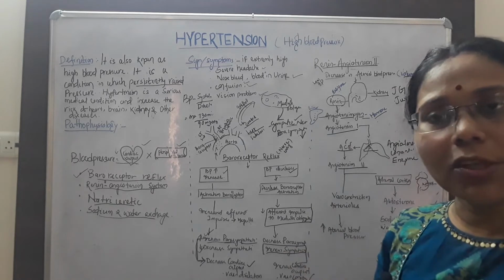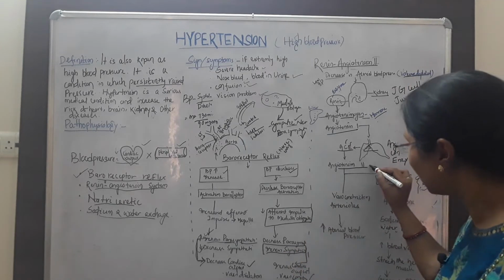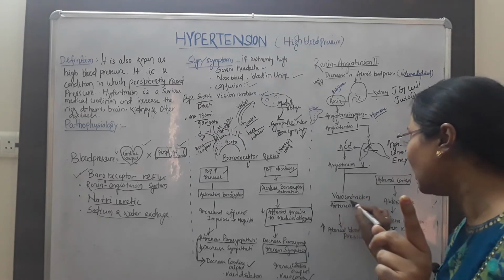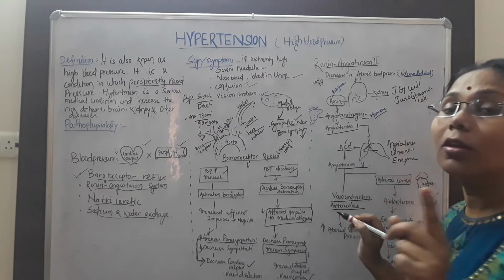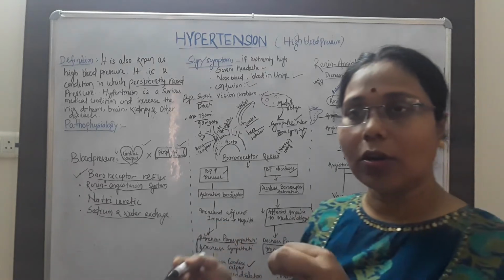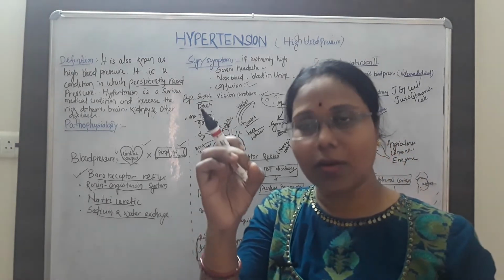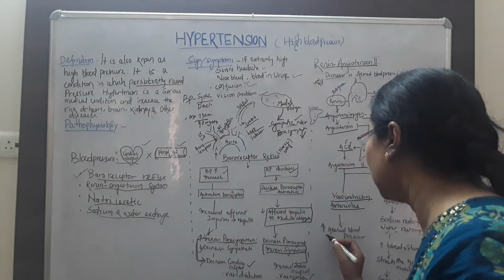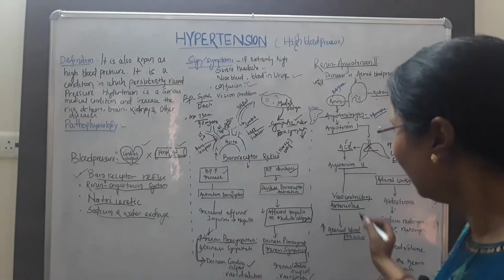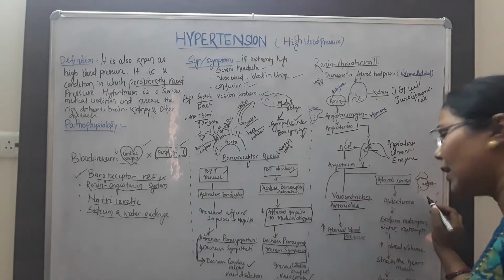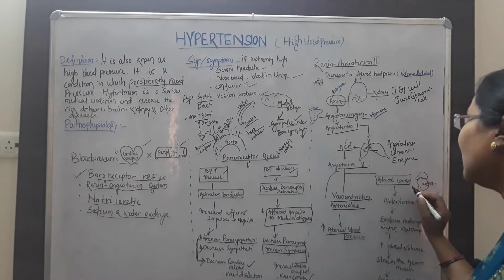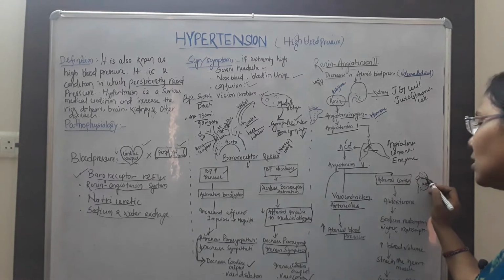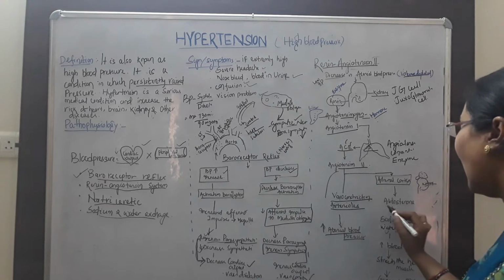What is the role of angiotensin 2? Angiotensin 2 directly affects the blood vessels and causes vasoconstriction in the arterioles. With vasoconstriction, as I told, the lumen diameter decreases, or the path of blood flow narrows. That leads to a rise in arterial blood pressure. Indirectly, it also affects the adrenal cortex, which is present just above the kidney and secretes aldosterone.